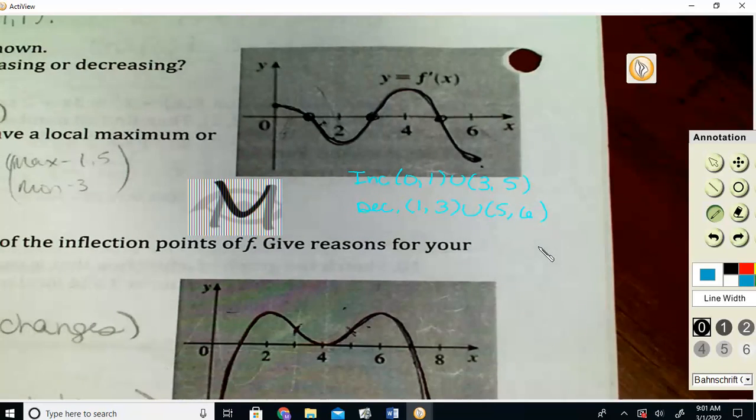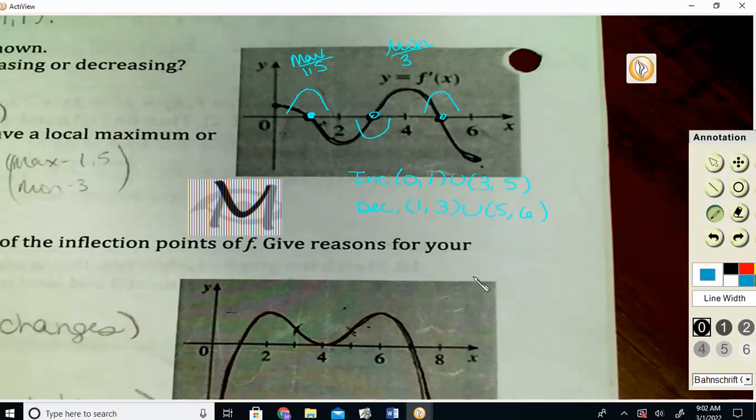The next question asked, where do we have a maximum or a minimum? So that would be where it was 0. All right, so at 1, it went from increasing to decreasing, so 1 would be a max. At 3, it went from decreasing to increasing, so that would be a min. At 5, it went from increasing to decreasing, so that is also a max. So we would have a max at 1 and 5 and a min at 3. Does that make sense to everybody?